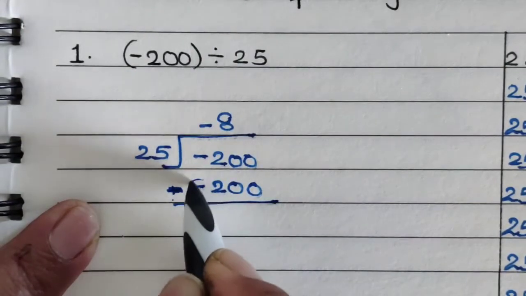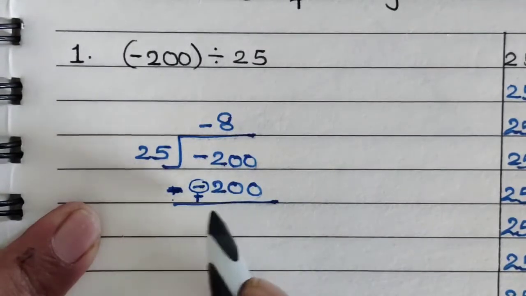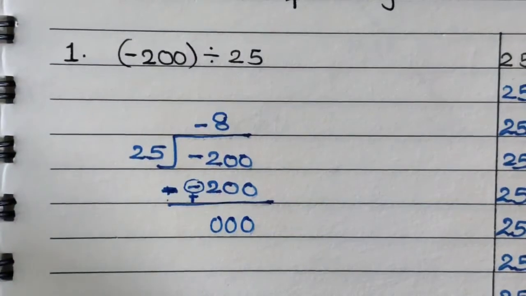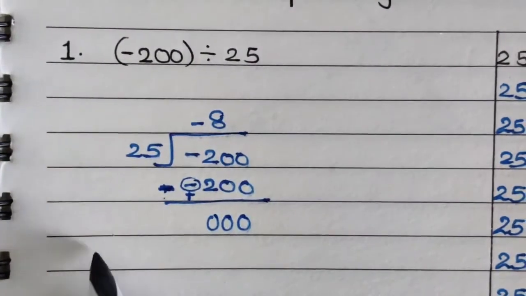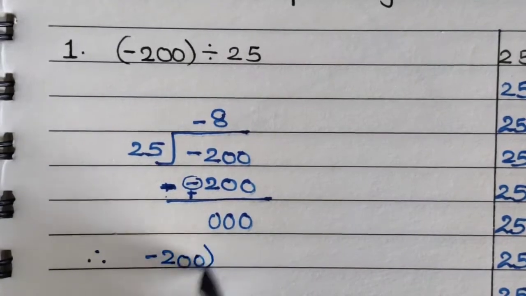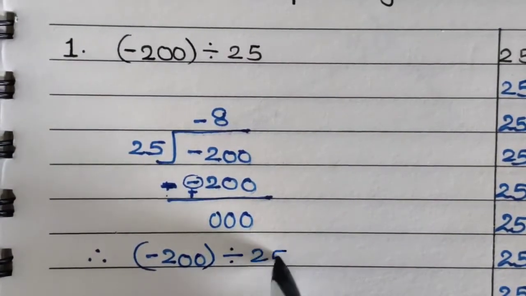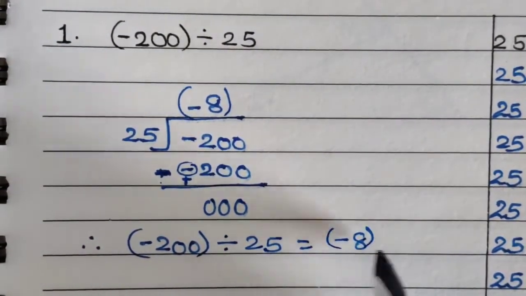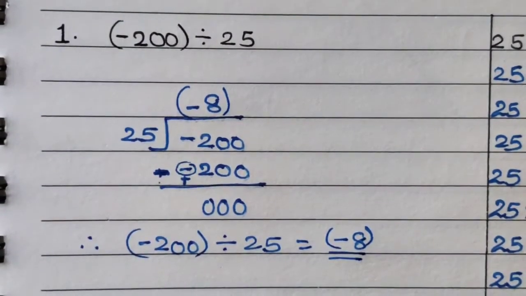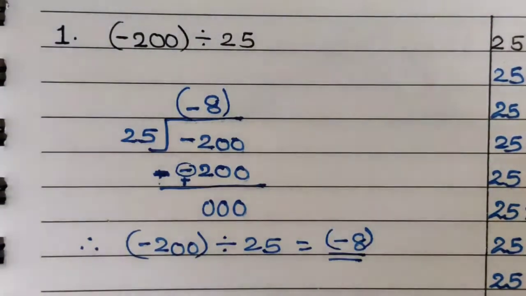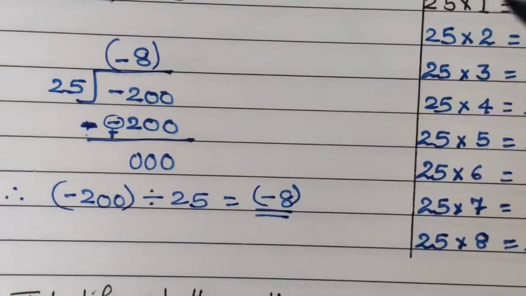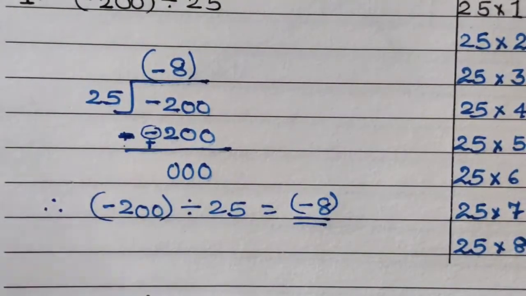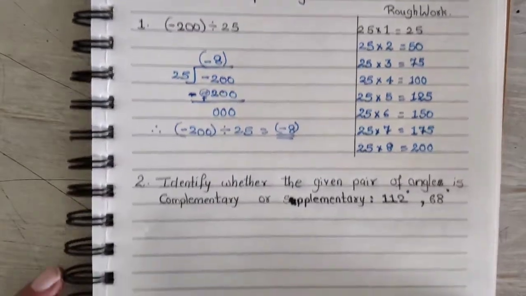This sign is going to change now to plus. So plus minus makes minus, and the 200 is going to change to 0. So what answer did you get? You got minus 200 divided by 25, the answer is minus 8. So this is your final answer, and this is how you are going to solve the sum. If you are thorough with the table, then there is no need to do the rough work, but you have to show this method. Now let us move on to the next question.